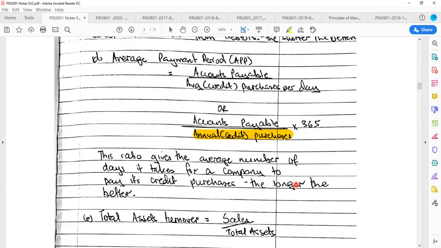The longer the period, the better. So this ratio tells us how long we as a company take to pay the people we owe money, compared to the average collection period, which tells us how long it takes us to collect on credit sales.